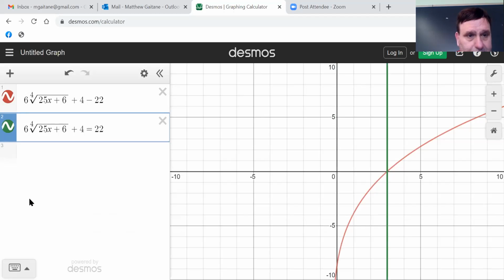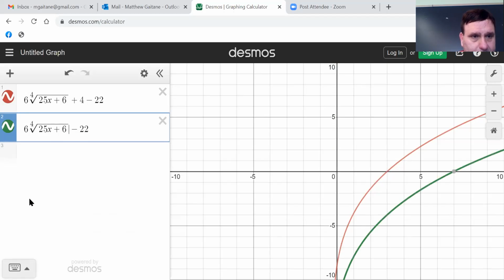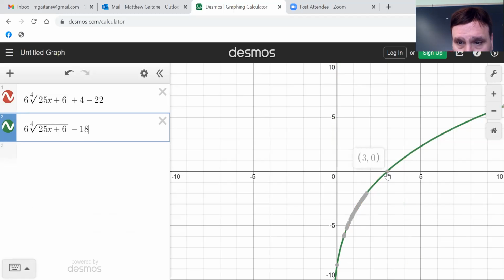And we want to set the equation equal to 0. So you could technically, 4 minus 22 is negative 18. So if you took the 4 out and just made it negative 18, it's still going to work the same way. Negative 18. Okay, so 3 is your intercept. So we want to check for extraneous solutions.